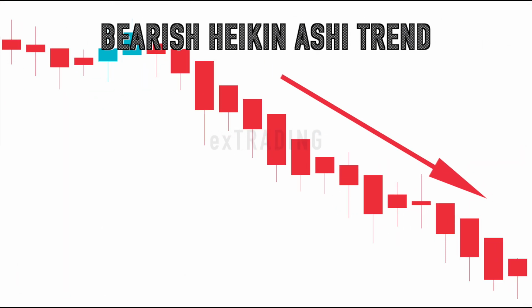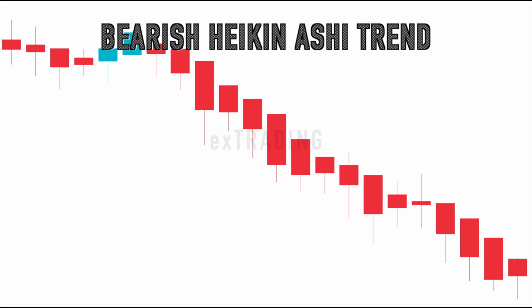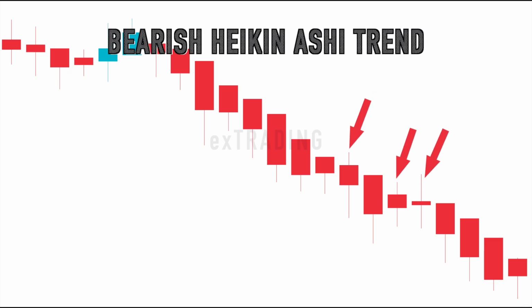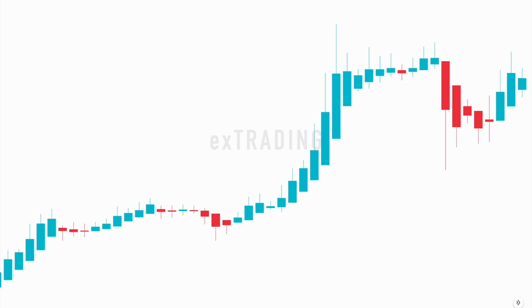Bearish Heikin Ashi trend. To identify a downtrend market, the bearish Heikin Ashi trend has the same functions as the bullish one but in the opposite direction. This means that it is built mainly by bearish candles. Also, a strong bearish trend on the Heikin Ashi chart has very little to no upper candle shadows. This is how you can easily identify trends on Heikin Ashi chart.